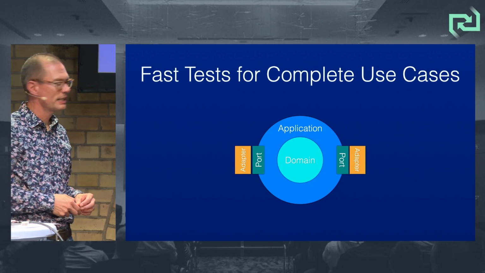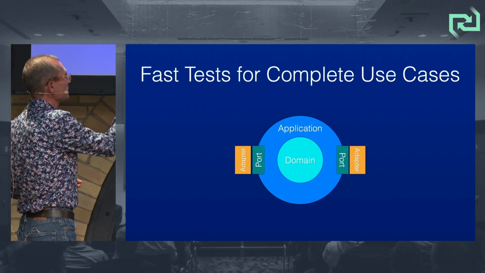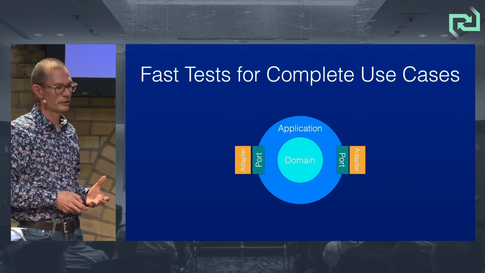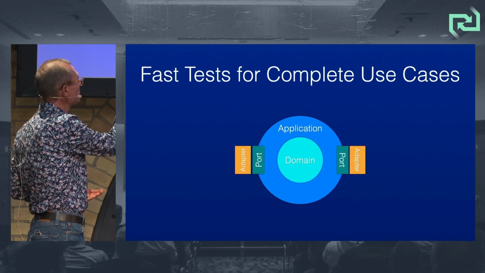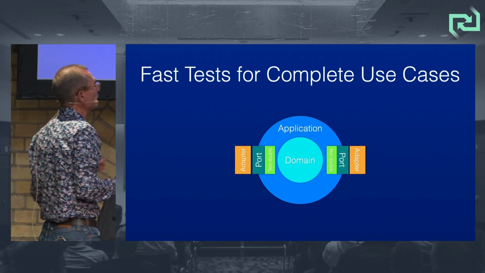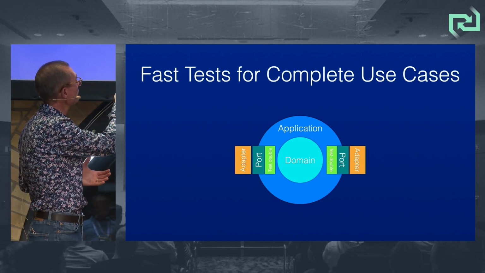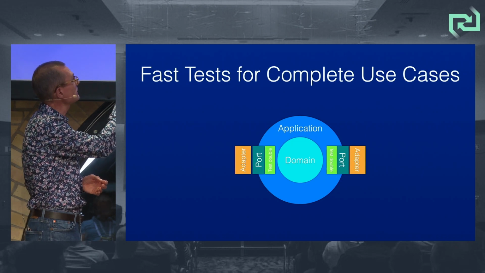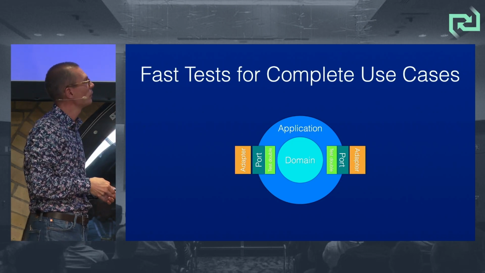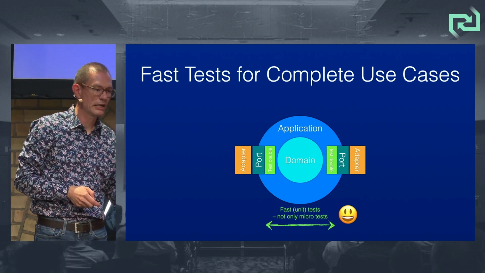How does it help us with testing? If you now remember that we've got complete use cases here, our complete application, if you will, and we've got these ports and the adapters to the real world. Now, if we write test doubles, test implementations for all the ports that we have, and we place those test doubles inside our application, we can have a complete fast test for our whole application.